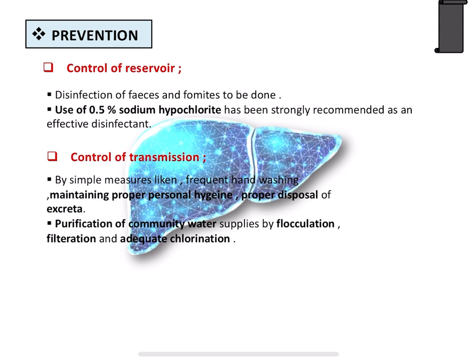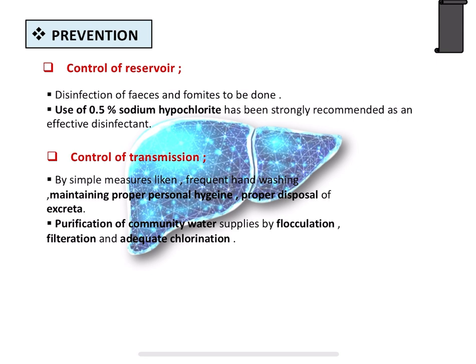Then the control of the transmission, as I said, by the simple measures like frequent hand washing before eating and after using toilet. There should be frequent hand washing, and then we have maintaining the proper personal hygiene, proper disposal of the excreta, which will prevent the contamination of the water, food or milk. Okay, if the excreta is properly disposed, then we are reducing the chance of the excreta contaminating the water or the food. So once it is disposed of properly, there are less chances of spread of infection or contamination.